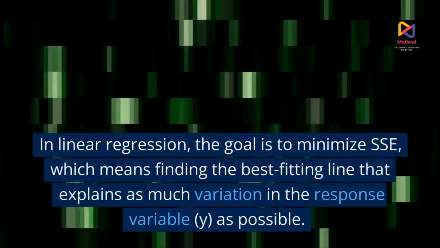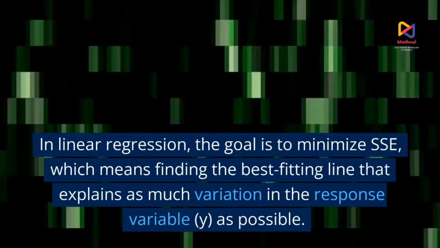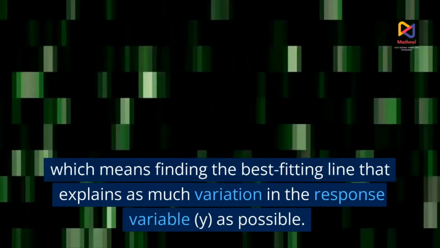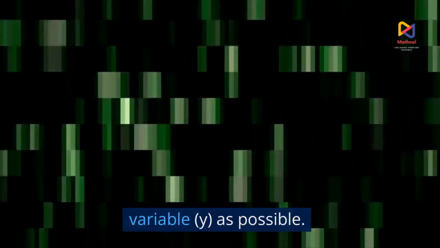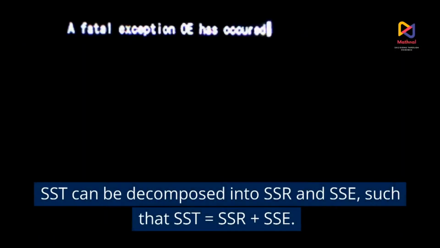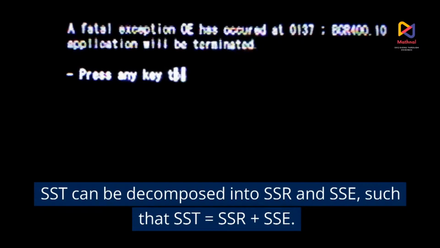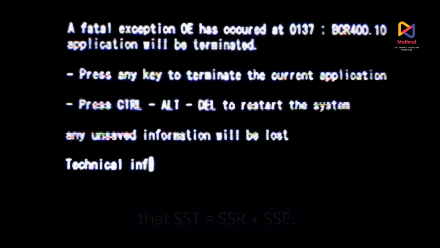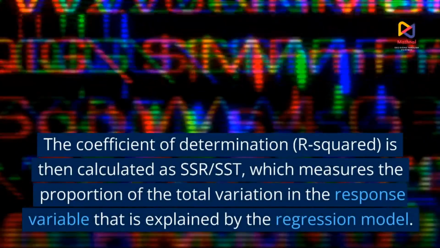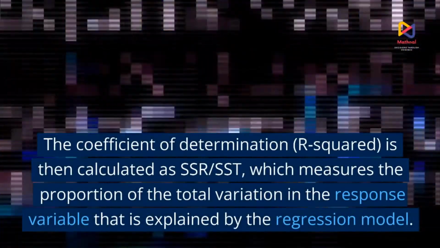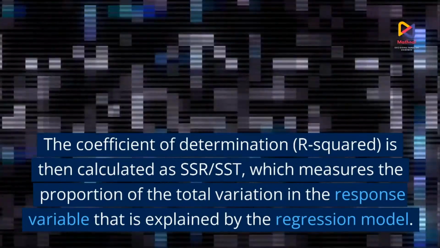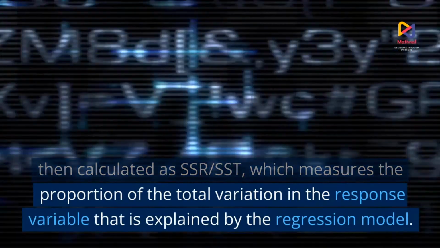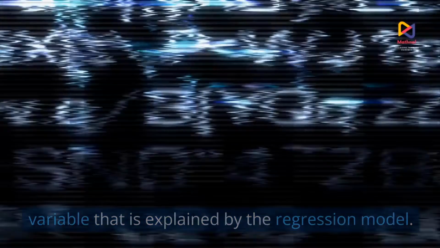In linear regression, the goal is to minimize SSE, which means finding the best fitting line that explains as much variation in the response variable, y, as possible. SST can be decomposed into SSR and SSE, such that SST equals SSR plus SSE. The coefficient of determination, R squared, is then calculated as SSR divided by SST, which measures the proportion of the total variation in the response variable that is explained by the regression model.